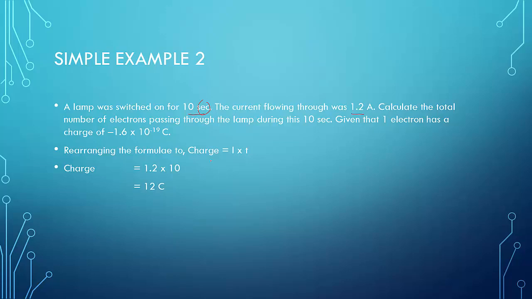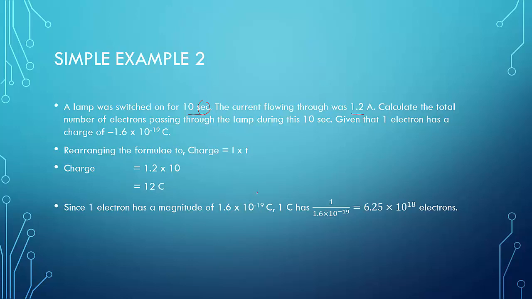Since we know that one electron has a magnitude of 1.6 times 10 to the power negative 19 C, 1 C essentially has 6.25 times 10 to the power 18 electrons. And for 12 C, of course, just multiply by 12, and you have this number of electrons.